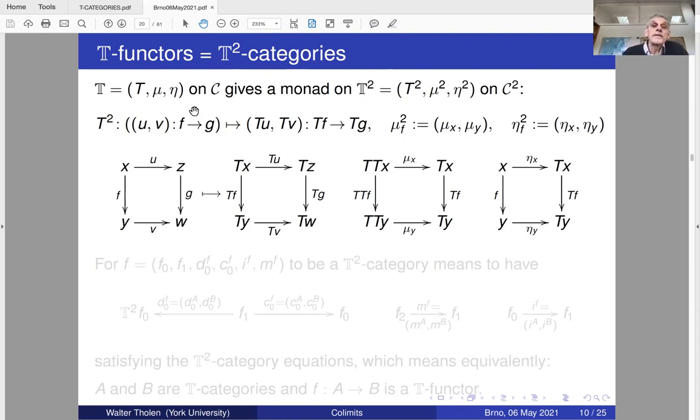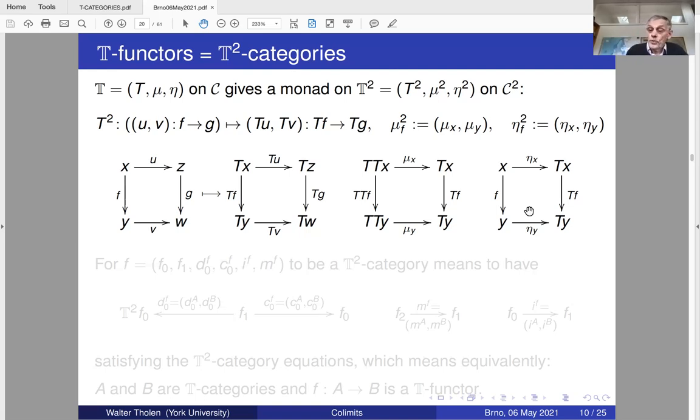In the sense that if you have a monad on C, then you can lift that monad to the squares. You get a monad T squared, where the underlying functor takes a morphism from F to G to a morphism from TF to TG. That is the result of T squared. And the monad multiplication and the unit are just arising from the naturality squares of these transformations.